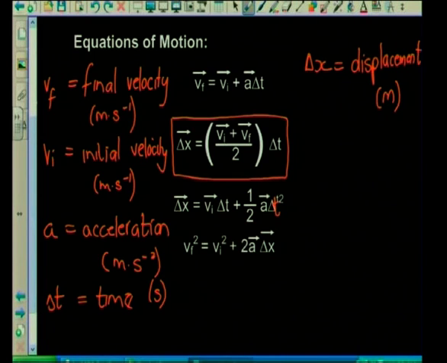That should be t squared. Delta x equals VI delta t plus a half a delta t squared. Unfortunately, the t went for a holiday. Then VF squared equals VI squared plus 2a delta x. Remember, the arrows on the top simply mean that they're vectors.